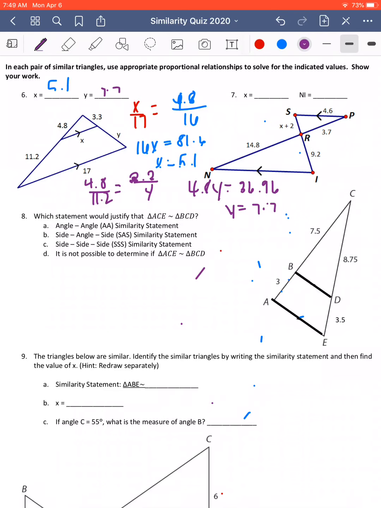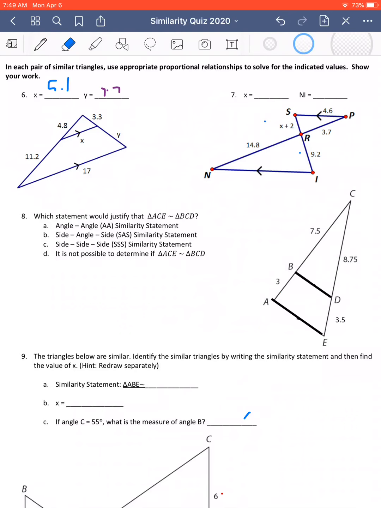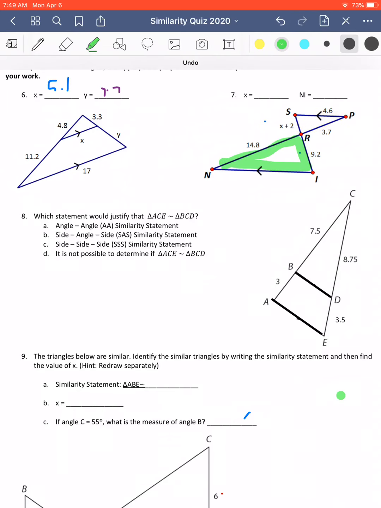For number 7, let me erase some of what I've done, all the marks I've gotten everywhere. For number 7, we need to find x, and we need to find the measure of NI. So we have two separate triangles here. This is one of them, and then this one right here. And that did not save for me. There we go. Save. Alright.